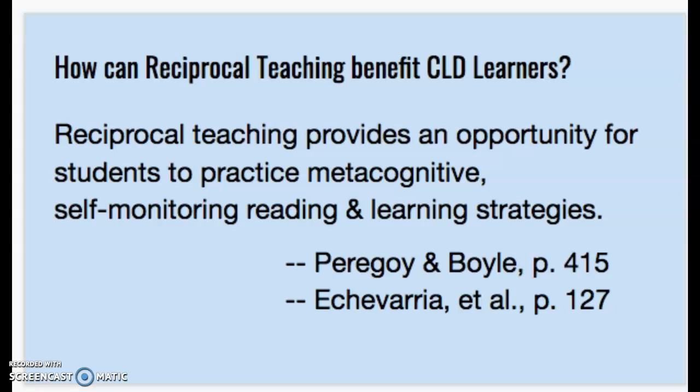So what follows are some ways reciprocal teaching benefits culturally and linguistically diverse learners, and some connections to the texts we read in this course. Reciprocal teaching provides an opportunity for students to practice metacognitive, self-monitoring, reading and learning strategies. This was mentioned in both the Peregoy and Boyle and Echevarria et al. texts.